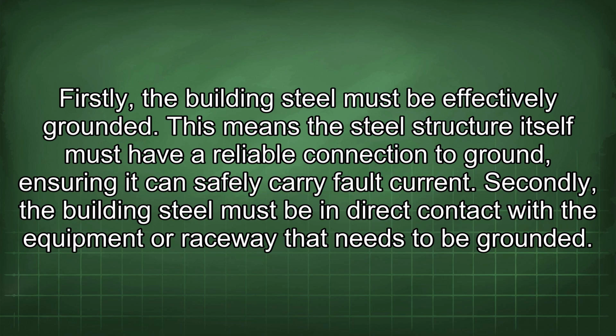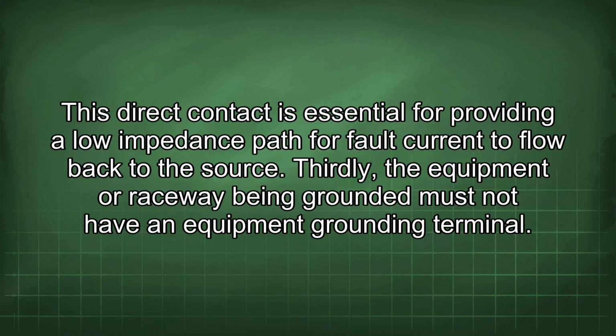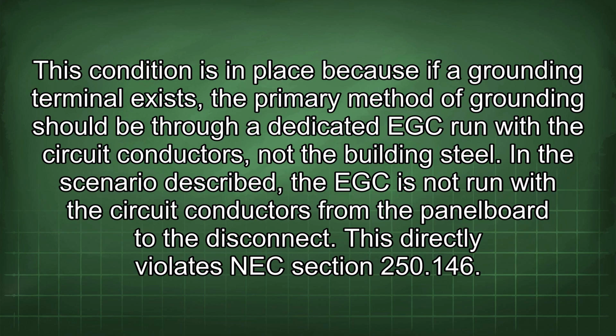Secondly, the building steel must be in direct contact with the equipment or raceway that needs to be grounded. This direct contact is essential for providing a low impedance path for fault current to flow back to the source. Thirdly, the equipment or raceway being grounded must not have an equipment grounding terminal. This condition is in place because if a grounding terminal exists, the primary method of grounding should be through a dedicated EGC run with the circuit conductors, not the building steel.